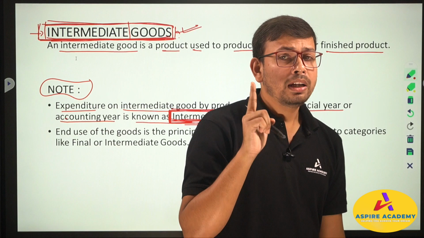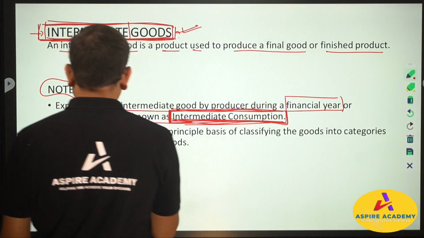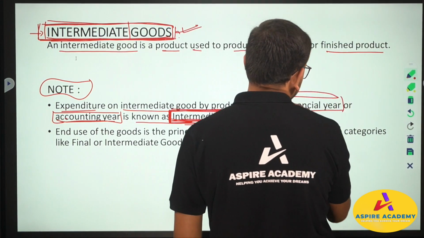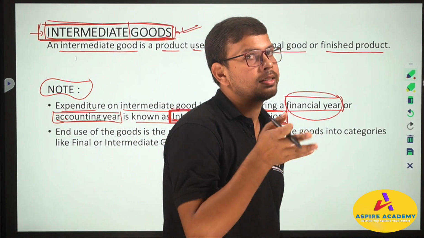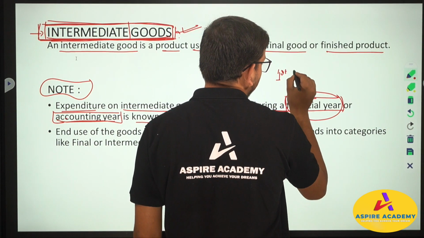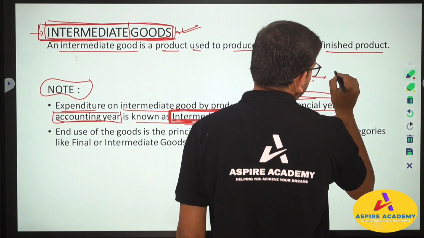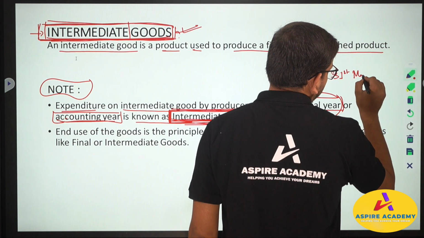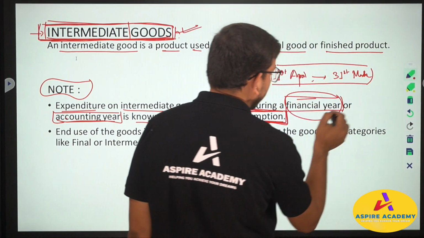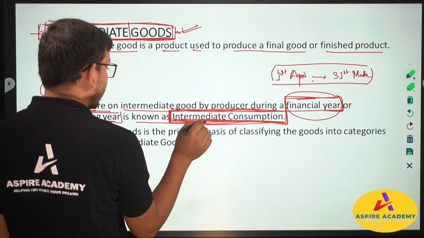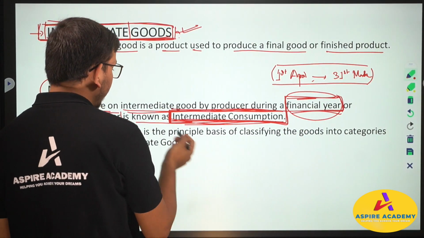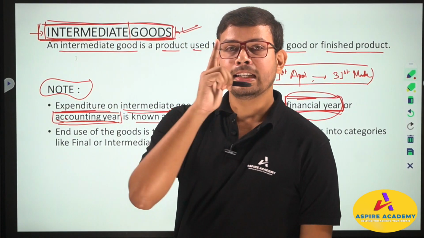Here I have used one technical or economic term, that is financial year or accounting year. What do you mean by this? Every time you might have used this word, right? That in a financial year. Financial year is not an ordinary year which starts from 1st of January till 31st of December. Whenever we say financial year, it implies from 1st of April to 31st of March. Remember, this particular duration of time is known as financial year. So whenever an expenditure on intermediate good is undertaken by a producer during a financial year or an accounting year, it is both the same thing. That particular expenditure is known as intermediate consumption.